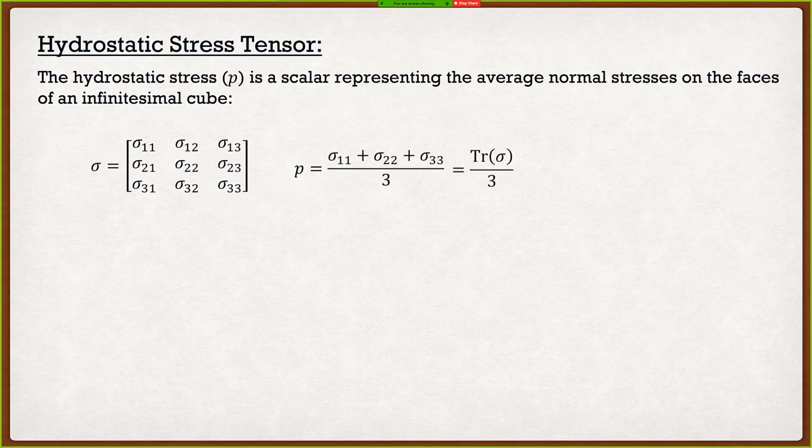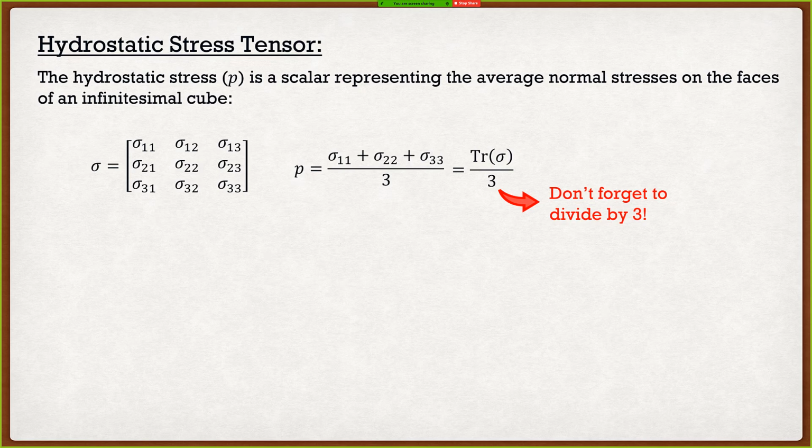So the hydrostatic stress P can be calculated as the trace of sigma divided by 3. And please don't forget to divide by 3. Me personally, I'm so used to taking the trace for the hydrostatic stress that a lot of the times I forget to divide by 3. You got to keep in mind that it's the average stress and not just simply the trace.